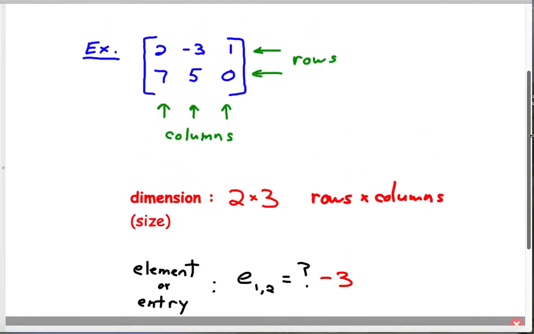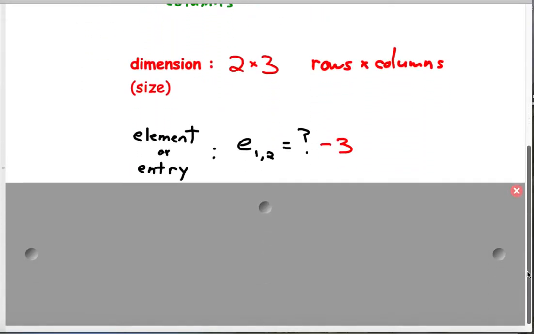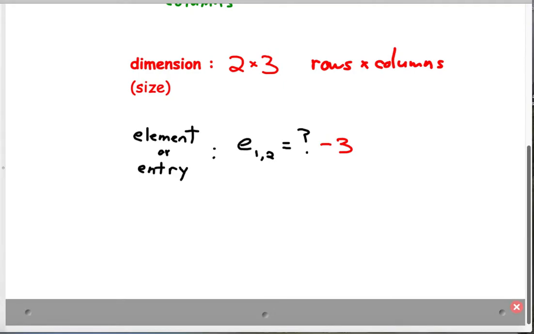So if I go back up here and make a nice arrow. Okay, so E1,2: the 1 represents the row, so that would be the first row here, and the 2 represents the column, and that's these. So we want first row, first column right there, the negative 3. First row, second column, negative 3. All right, so that's the notation we're going to use to refer to these.